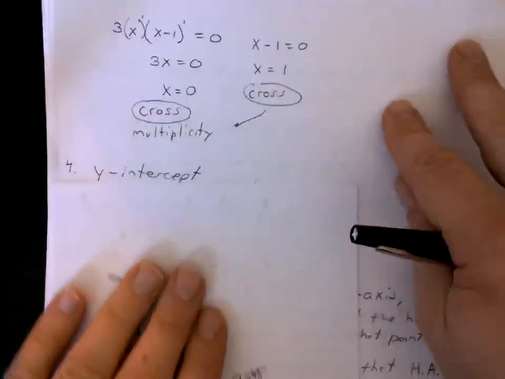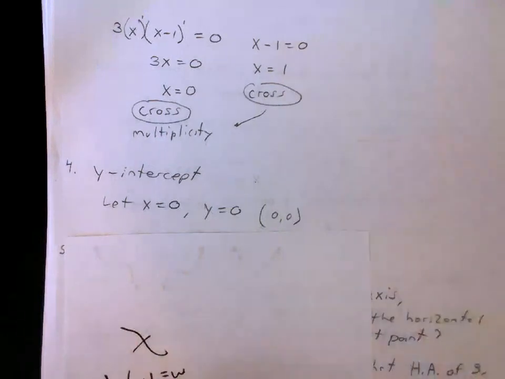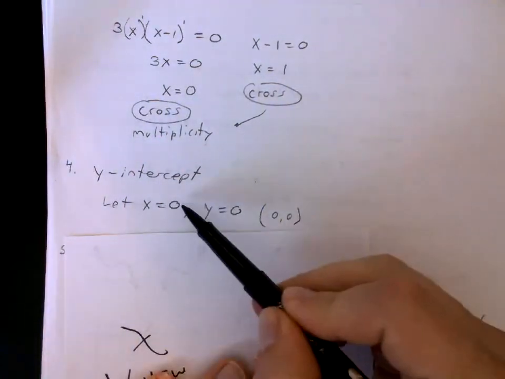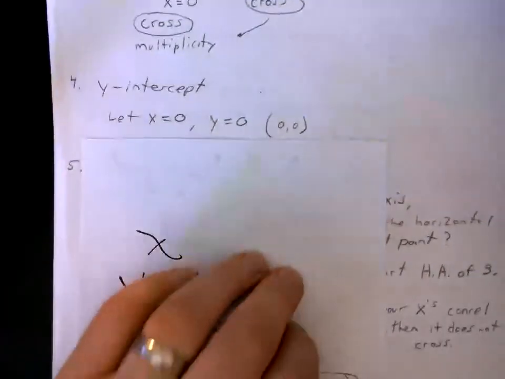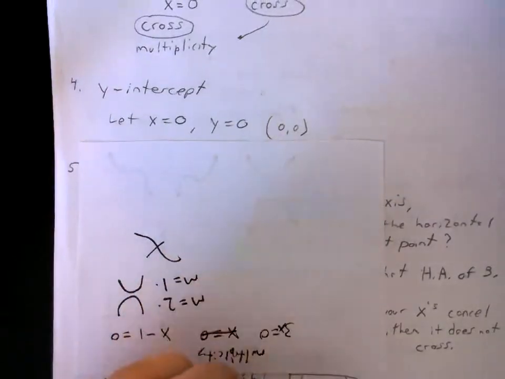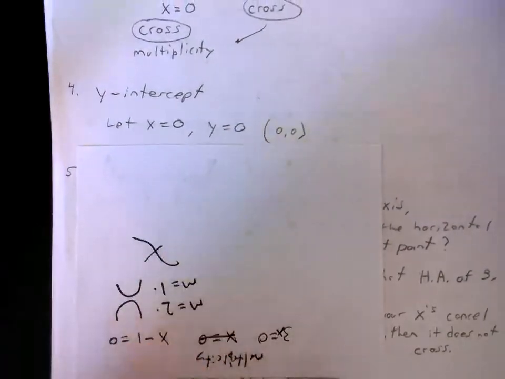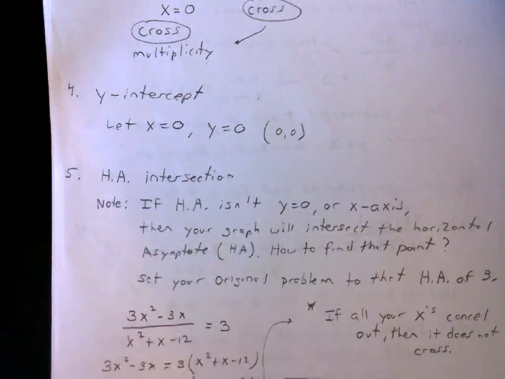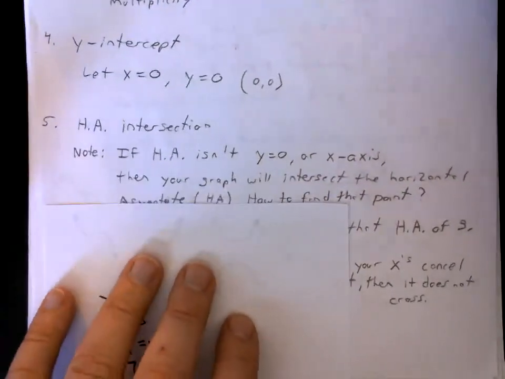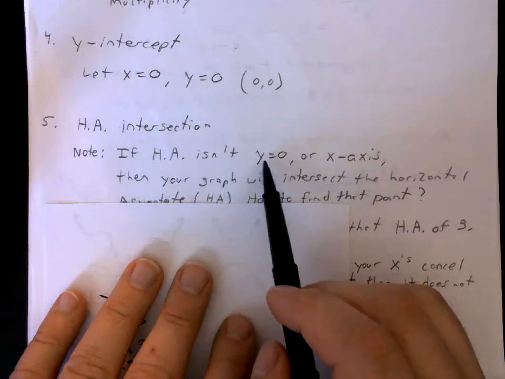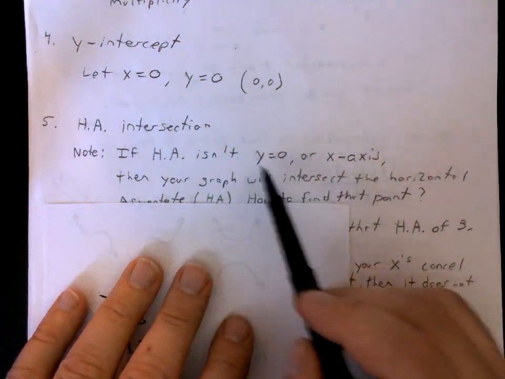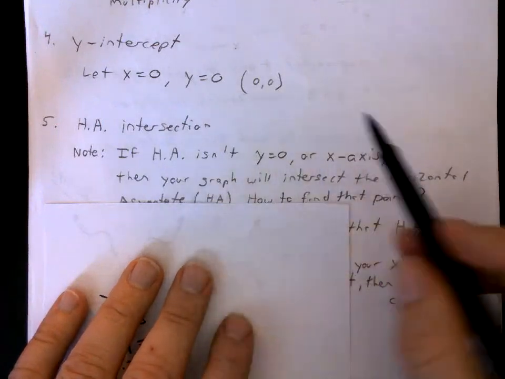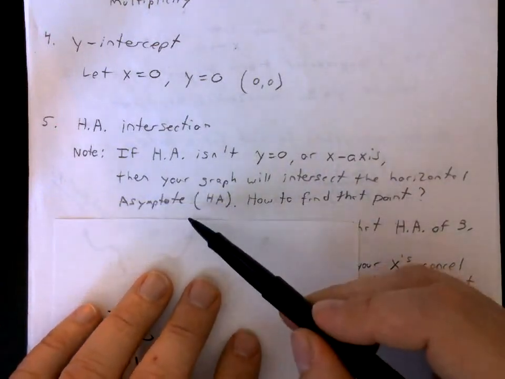Then we're going to look at what we call y-intercepts. The y-intercepts tell us something more about the graph: where does it cross on the y-axis? You just let x equal 0, and you find y equals 0 as well. All right, since number 1 was a horizontal asymptote, if the horizontal asymptote isn't y equals 0, or the x-axis in this case, then your graph will intersect the horizontal asymptote.